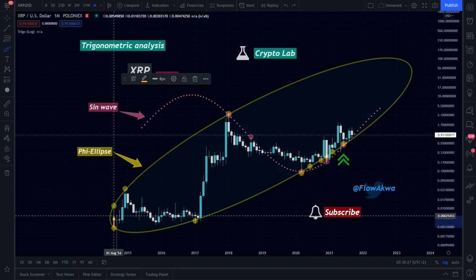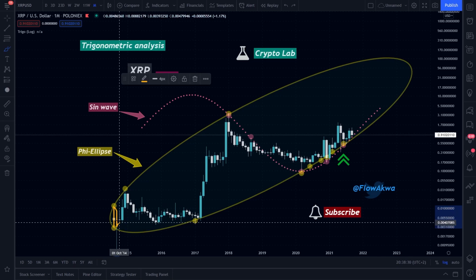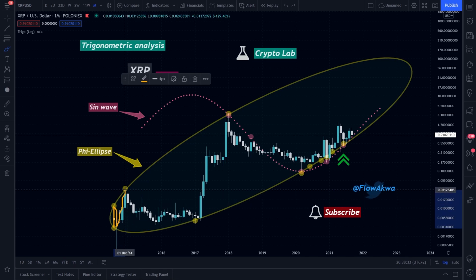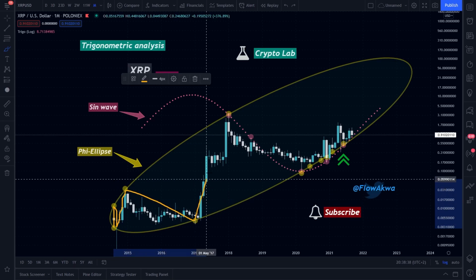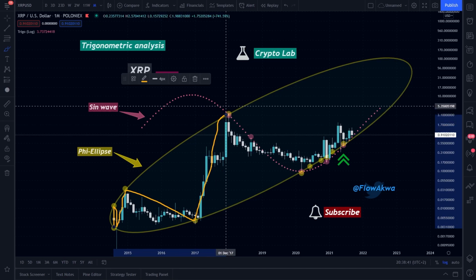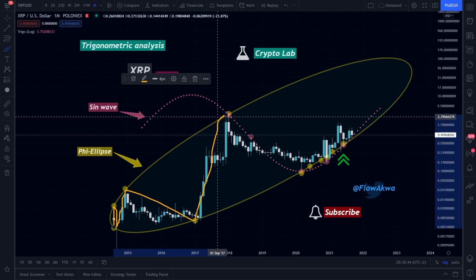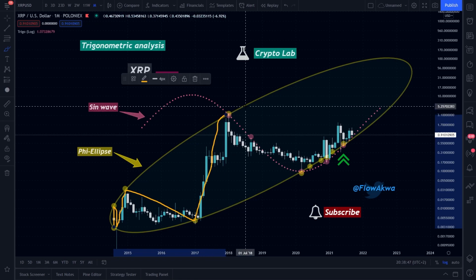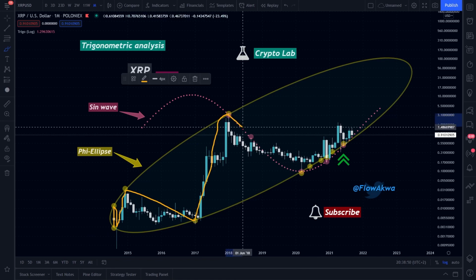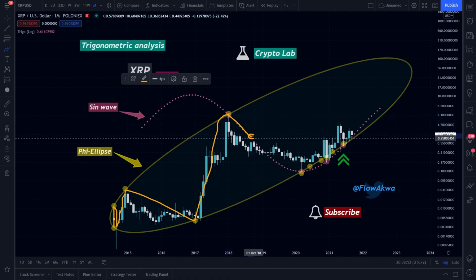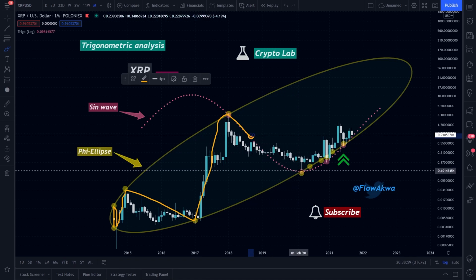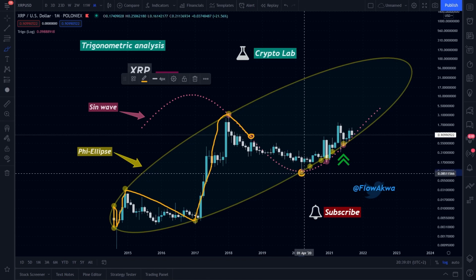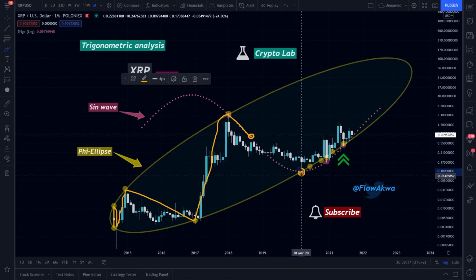Look, we went to the phi ellipse, we got a rejection, then we used it as a strong resistance. Here we used it as a strong support, here as a strong resistance, and as you can see, this is a confluence point between the sine wave and the phi ellipse. Then we went down. Here we used the sine wave as a strong resistance. Again, we crossed the sine wave and then we used it as a strong support. And this was a confluence point between the sine wave and the phi ellipse.